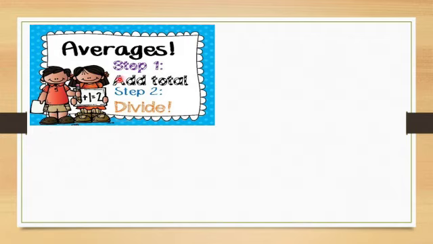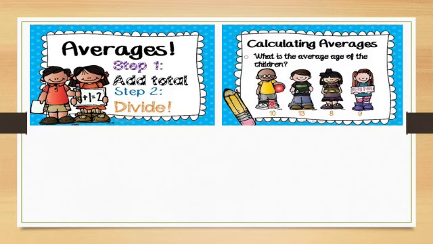Now children, let us have a recap of how to find the average. Averages. Step 1, add or find the total. Step 2 is divide. Next, here I have another example, calculating averages. What is the average age of these children? So here this child's age is 10, the second child's age is 13, the third child's age is 8, and the last child's age is 9. Now we have to find the average age of these children. So let us follow these steps.